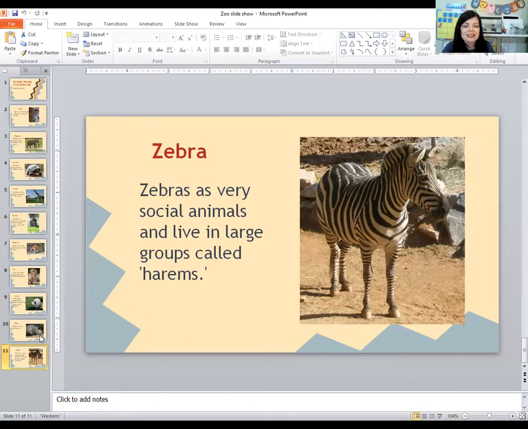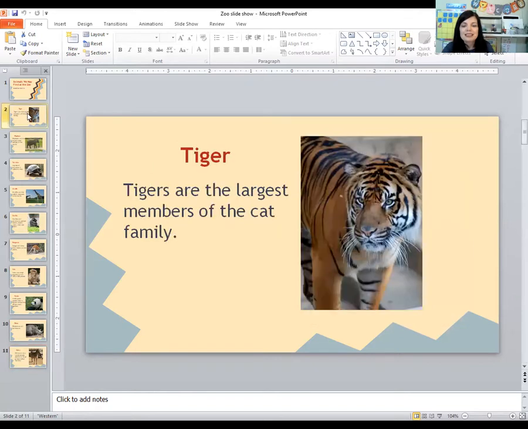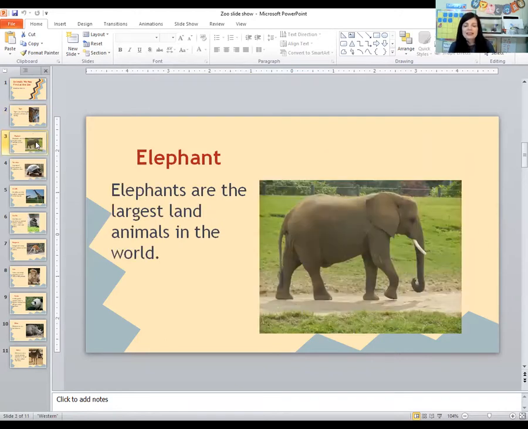Let's look at the next one. What animal is this? It's a tiger. Tigers are the largest members of the cat family. So of all the animals God created that look like cats, the tiger is the biggest. What animal is this? It's an elephant. And elephants are the largest land animals in the world.